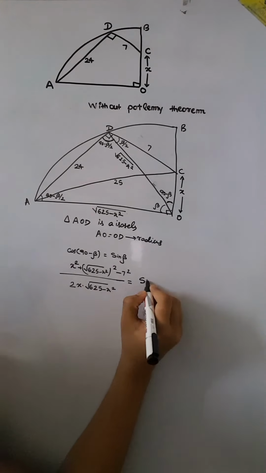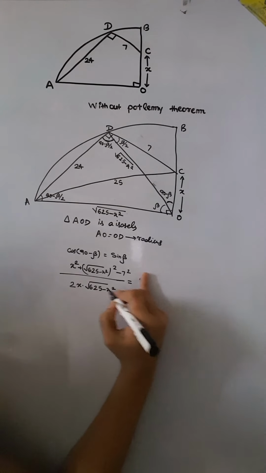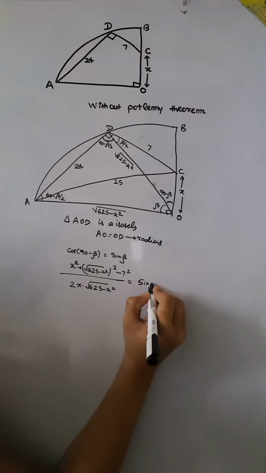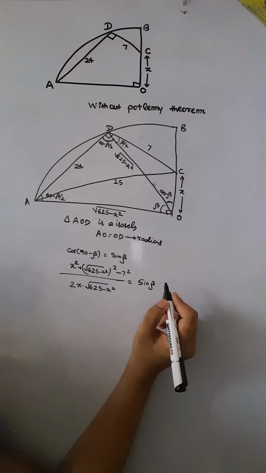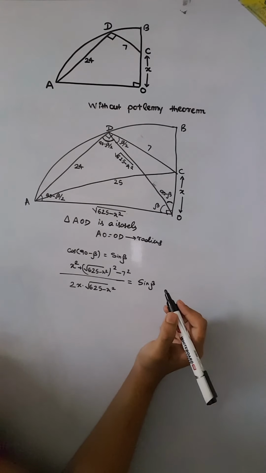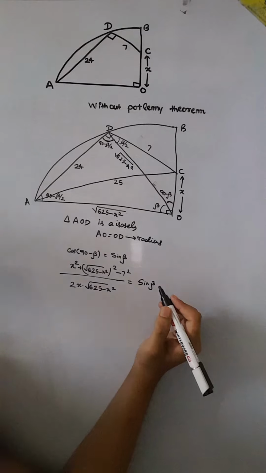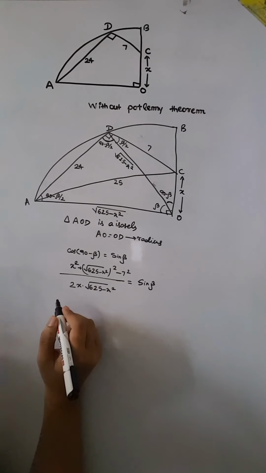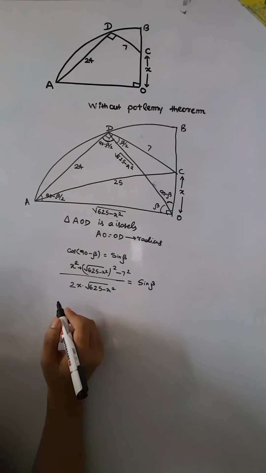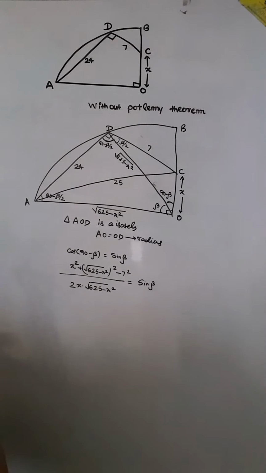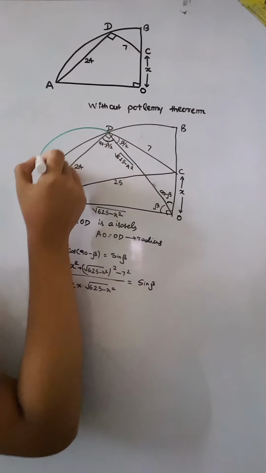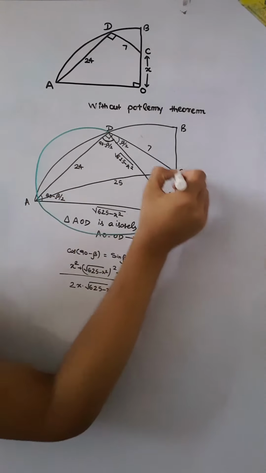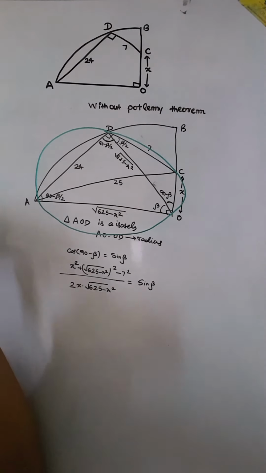So this thing is equal to sine of beta. Now we need to apply what we call the sine formula. The sine formula in this question simply says, and we also need to take into consideration that this is in our circle. Okay, so this is in a circle, we also need to take this into consideration.